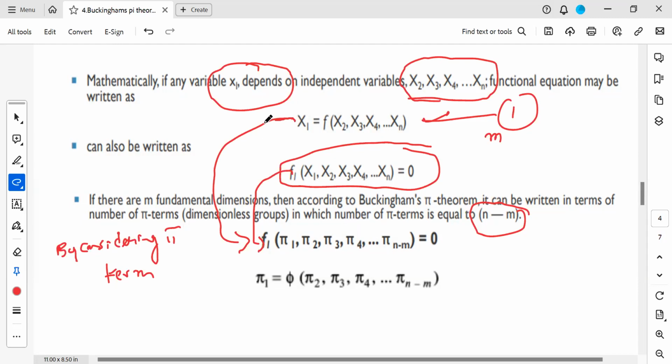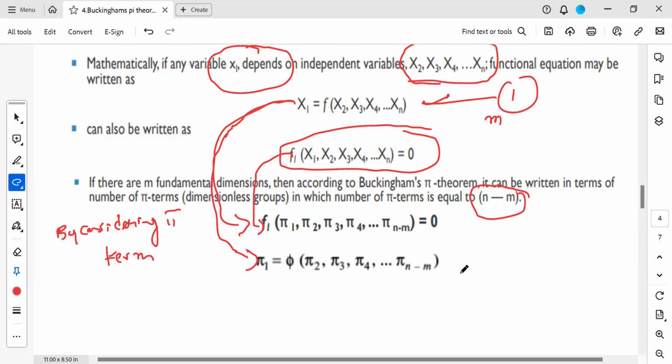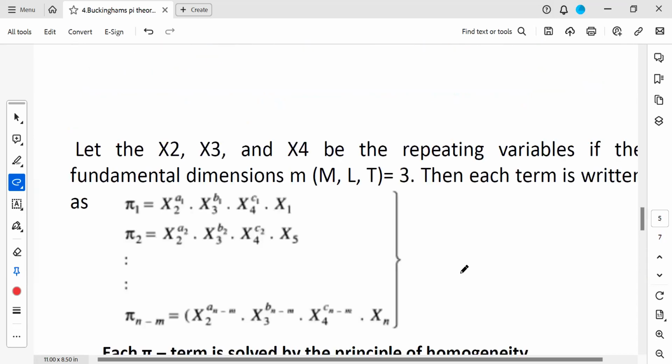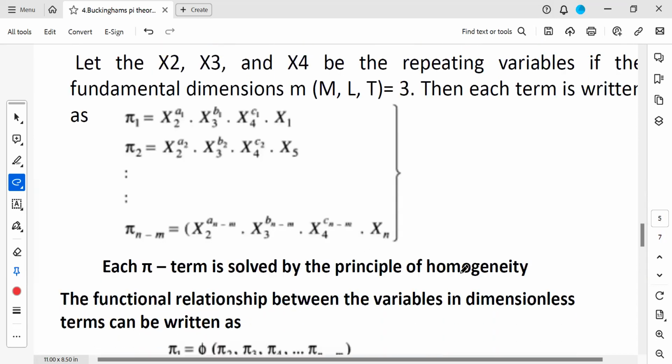Or this equation is there. Now, since x1 is a dependent variable, we can write pi 1 as a function of all other pi terms like pi 2, pi 3, pi 4 up to pi n minus m. So like this we can arrange the pi terms. We can group the variables as per the pi terms.